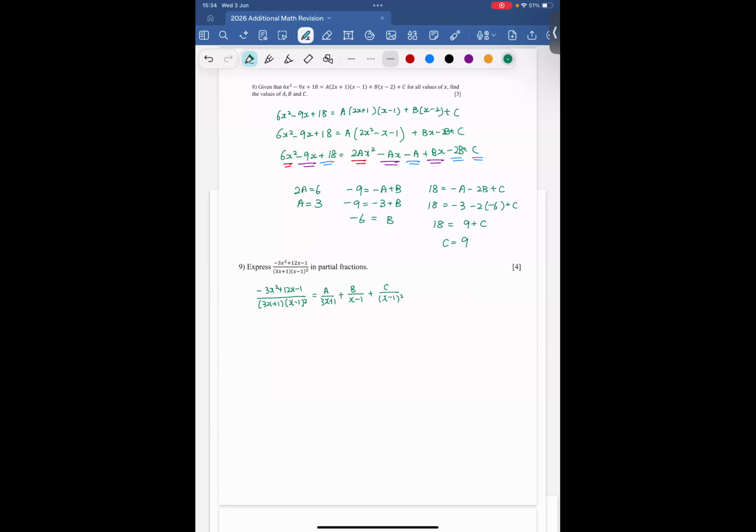Okay, so what I want to achieve is to make them the same denominator. The denominator has to be the same as that side. So the a will multiply by x minus 1 squared, the b will multiply by 3x plus 1 and x minus 1, and the c will multiply by 3x plus 1. Since the denominators are the same, the numerators must be equal to each other.